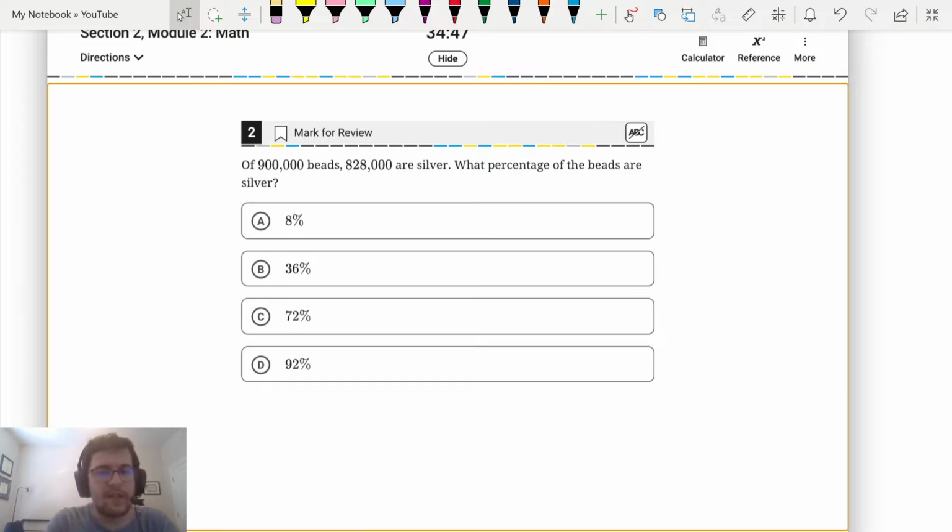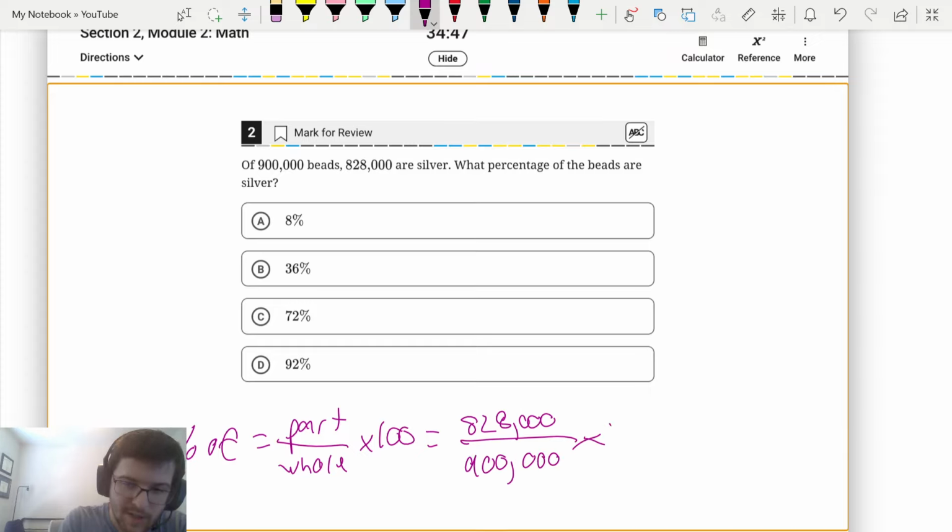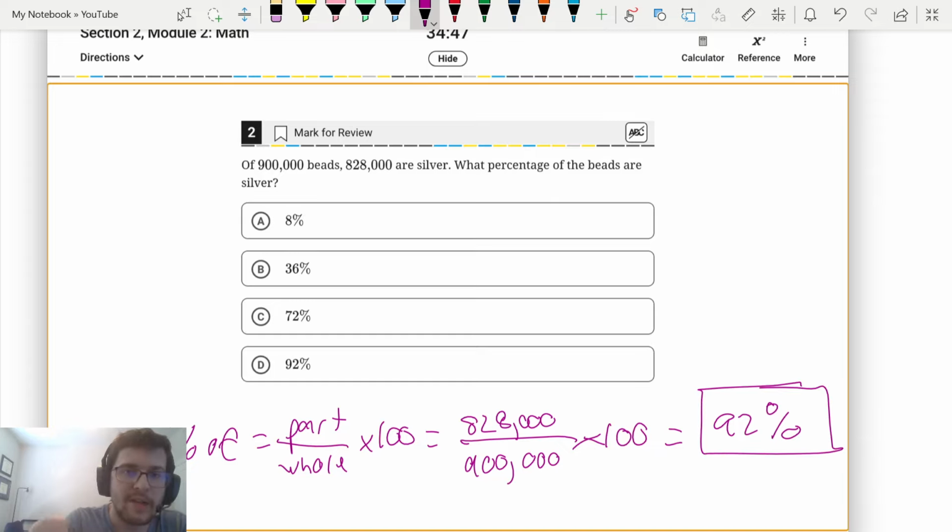Okay, so what percentage of the beads are silver? So percent of is equal to part over the whole times 100. So we have 828,000 over 900,000 times 100. And if you put that in your calculator, you get 92%. And that is answer choice D.